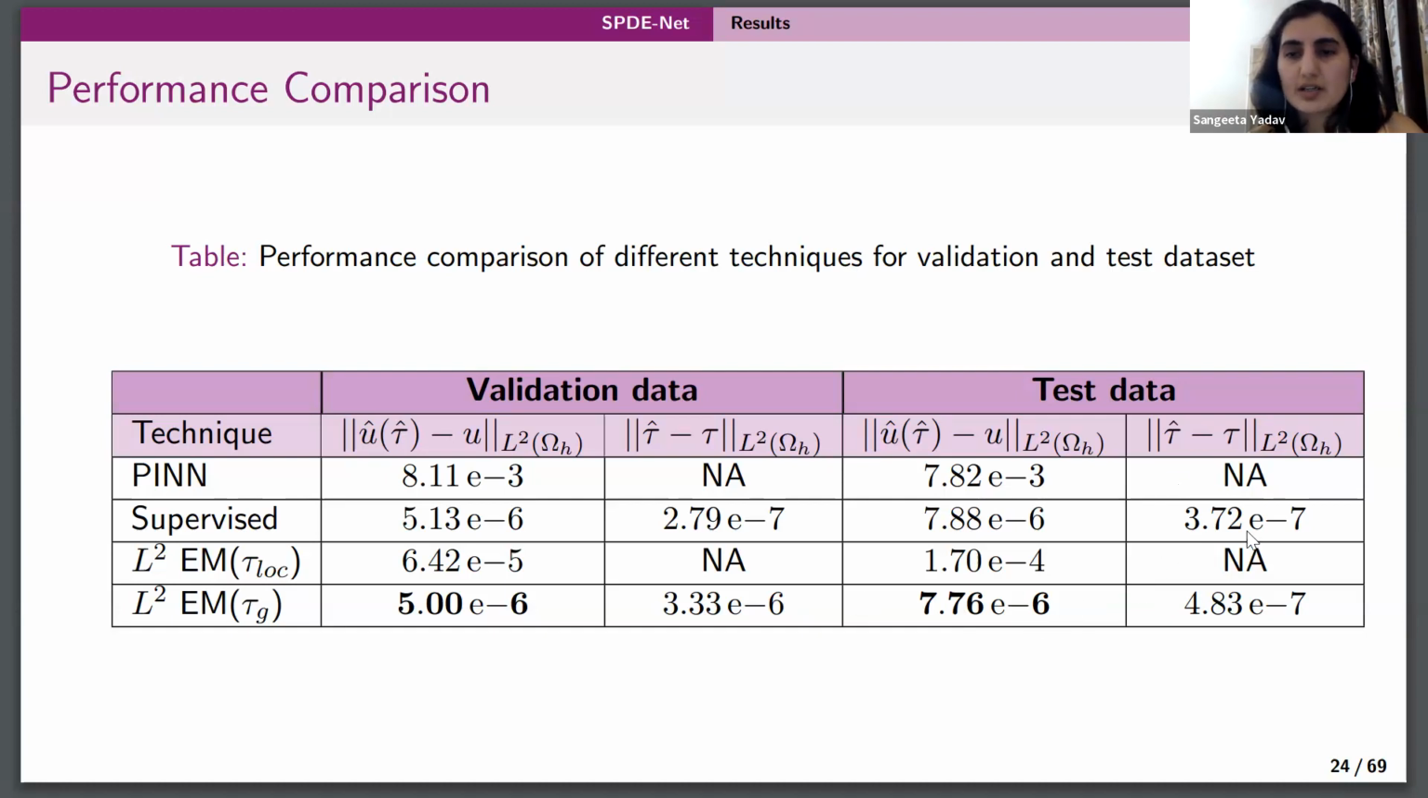But for the test data, we can clearly see that the RMSE error between tau hat and tau is of the same order. And also the L2 error between the solutions, in the case of the L2EM global technique, is better than any of the above given techniques. So it was this comparison that gave us the confidence that yes, this technique is workable for singularly perturbed cases, and it will be advantageous for us to include it in the literature. And with that motivation, we plan to extend this work to 2D and other complex cases.